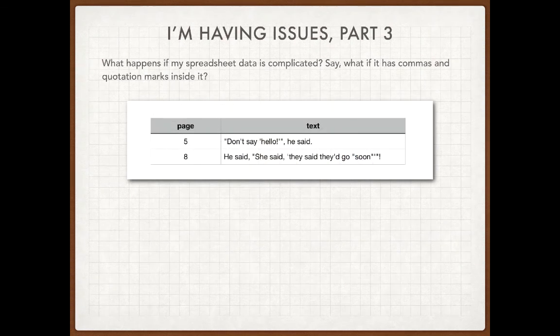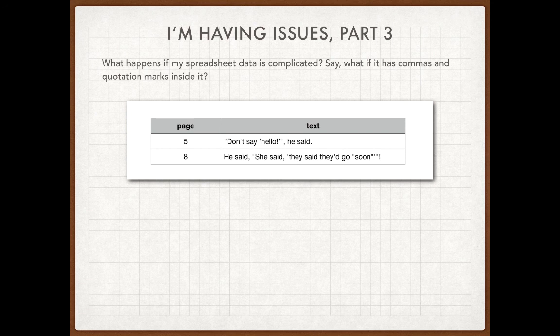Here's the third part of my dilemma. Now, I know this is a bit concocted, but I want to show you that the rules of CSV are actually way harder than you would think. So here is a pretend fake spreadsheet that I've built. I just have a column called page and some text that I've extracted.